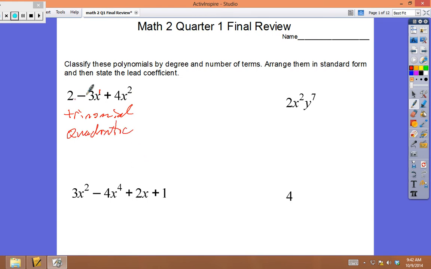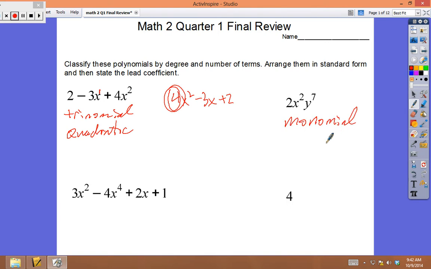And then you have to arrange the terms in standard form. Standard form is the biggest degree to the smallest, so it's going to be 4x squared minus 3x plus 2. And the lead coefficient is going to be 4. Okay, the next one, there's only one term, so it's called a monomial.